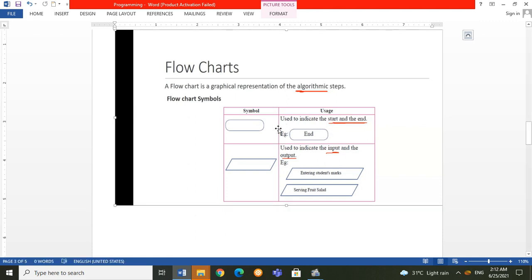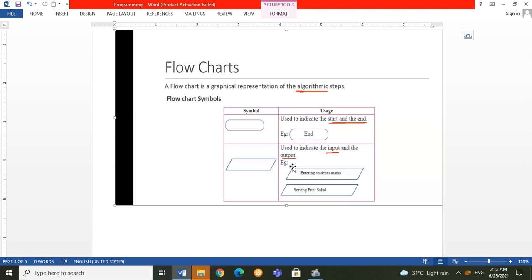See, there are so many symbols. There are a lot of symbols that you have to use when you are drawing flowcharts. So I hope you know about that. Yes, you have to refresh your knowledge, right? There are so many symbols. Okay, we'll see them one by one.